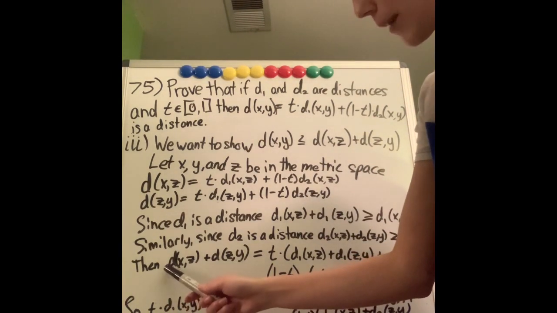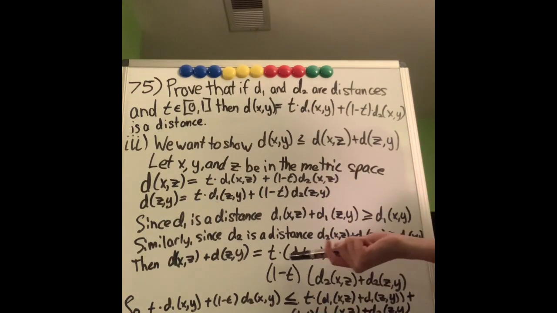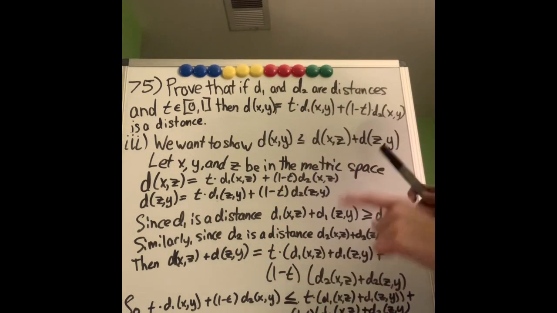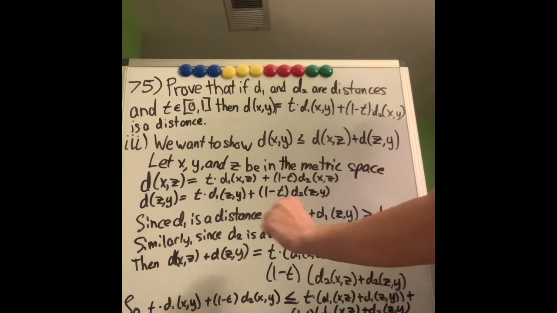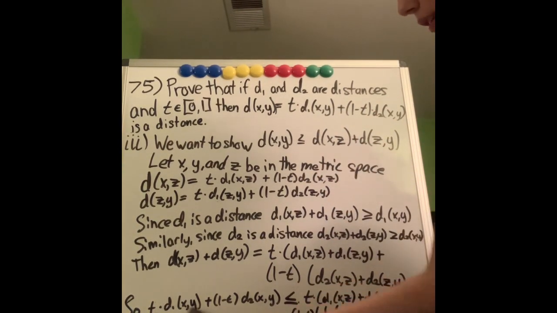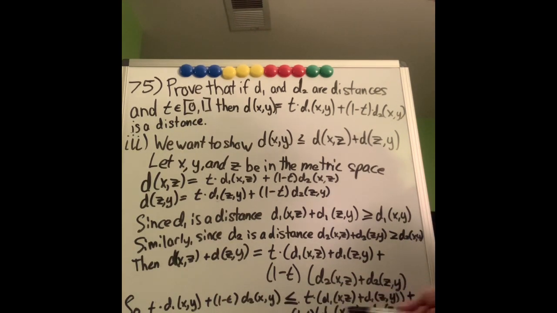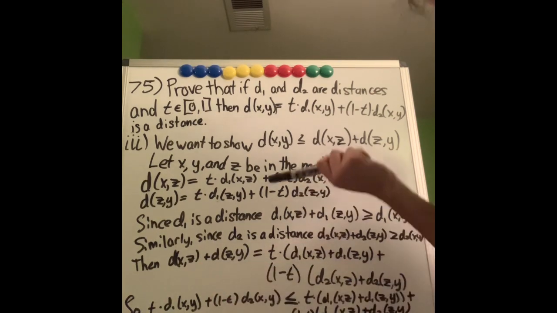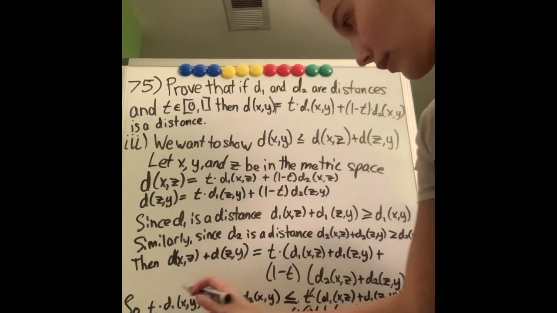So the distance from x to z plus the distance from z to y is this whole mess. It's t times the quantity d1(x,z) plus d1(z,y) plus (1 minus t) times the quantity d2(x,z) plus d2(z,y). I basically just factored out these two things. So when we look at it, this is what the distance from x to y is, this definition, and this is what we have right here. So if you cross out all of the t's because they're the same term, you can cross them out. So this doesn't matter, this doesn't matter.